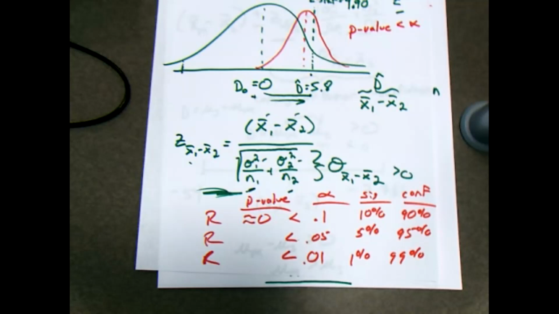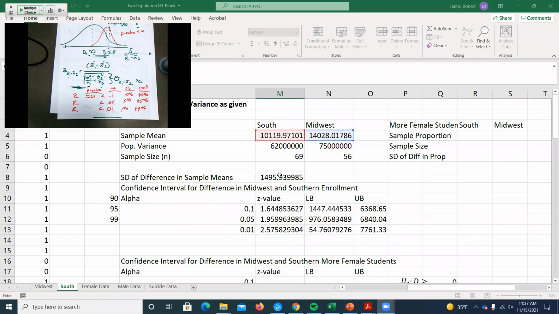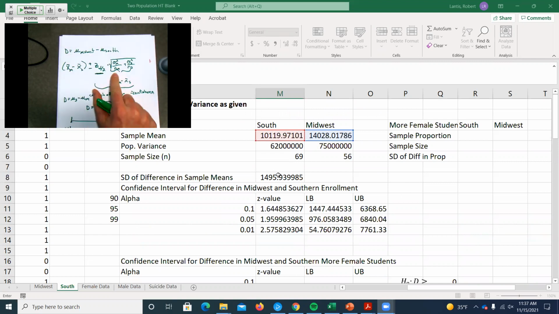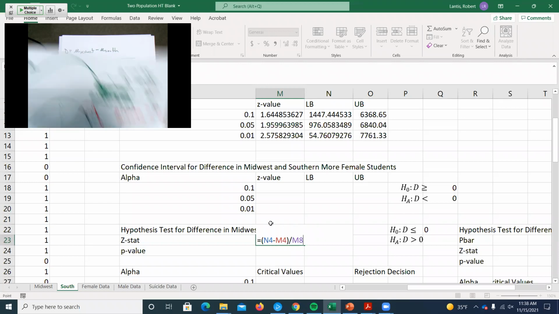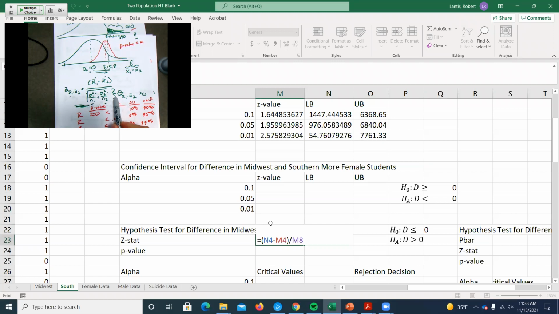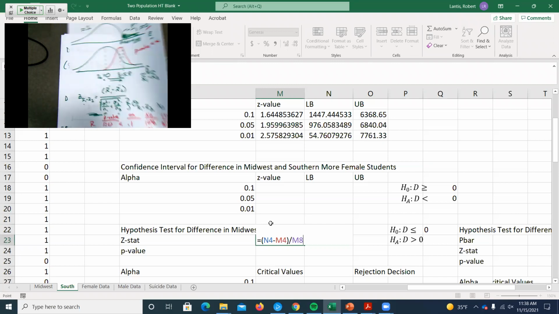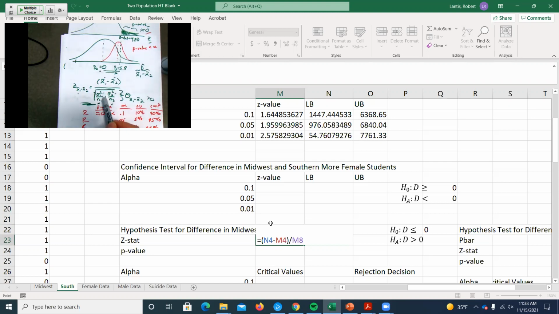I'll blow this up. So I found that difference in sample means. Now I just need to divide by the standard deviation of the difference in my sample means. But notice, I actually had already found that for my confidence intervals. That's what I was multiplying by here: the number of standard deviations away I wanted to go, multiplied by the value of the actual standard deviation. So if I've broken it down into parts, I can just select that cell, that's what I was dividing by in my test statistic equation. So I can double dip: the work I had done for the confidence interval, I can reuse for part of my hypothesis test. Okay. So here, this will give me my test statistic.